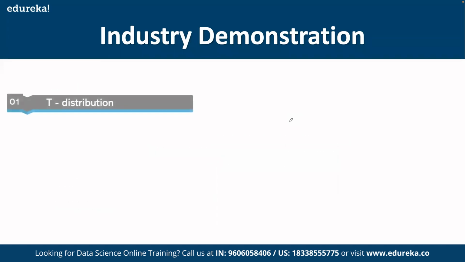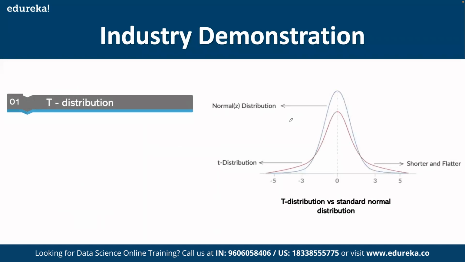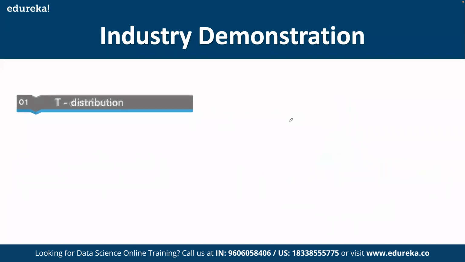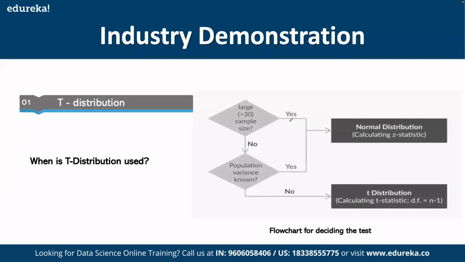Apart from that, we've got the t-test and the t-distribution. This is a diagram which describes the t-distribution. The t-distribution is a little bit shorter and flatter. At sample sizes beyond 30, the t-distribution becomes approximately equal to the normal distribution. We use the t-distribution when we are calculating the t-statistic with degrees of freedom n-1. This is how we decide whether to use the t-distribution or the normal distribution.